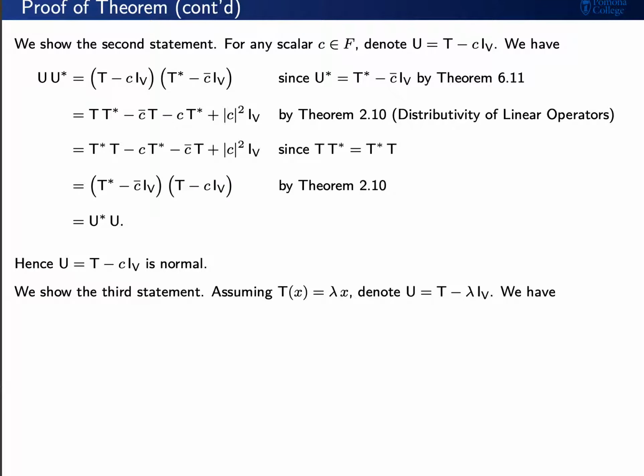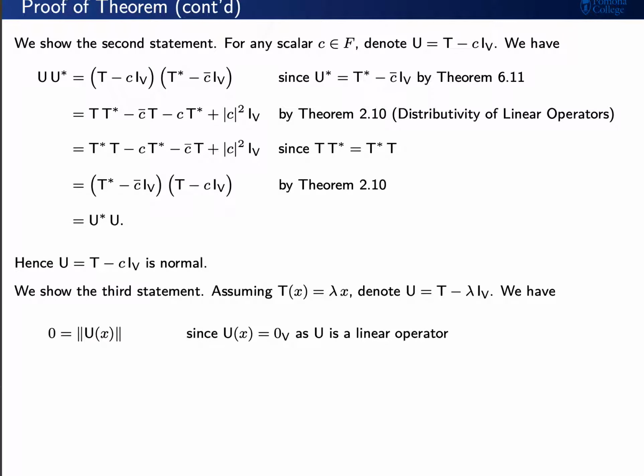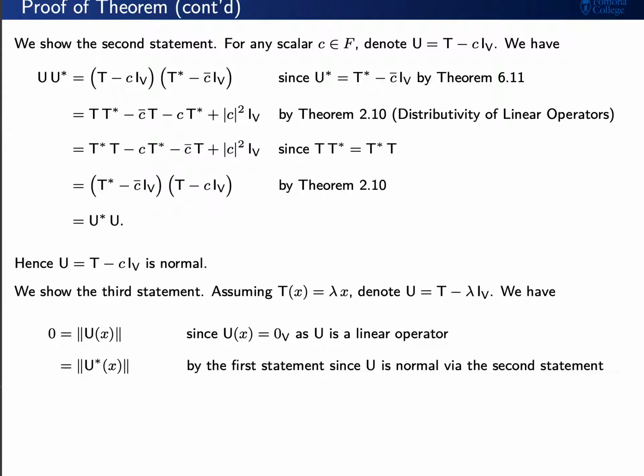Now let's show the third statement. Assuming that T of x equals lambda x, as before, let's let U be T minus lambda IV. Now we know that U of x equals the zero vector because we're assuming, of course, that x is an eigenvector of T. This means that the norm of U of x should be zero as a scalar. But we've just shown that the norm of T of x is equal to the norm of T star of x whenever T is normal. So in this case, the norm of U of x is equal to the norm of U star of x.